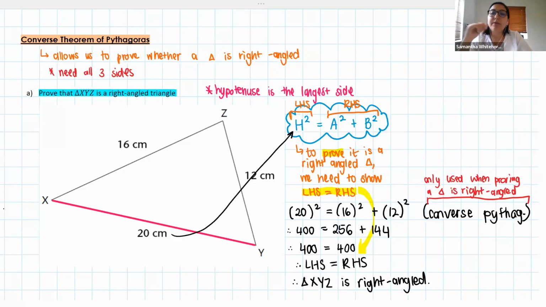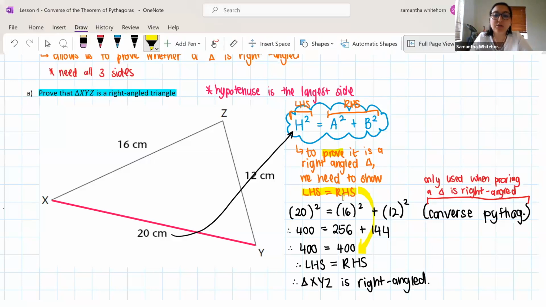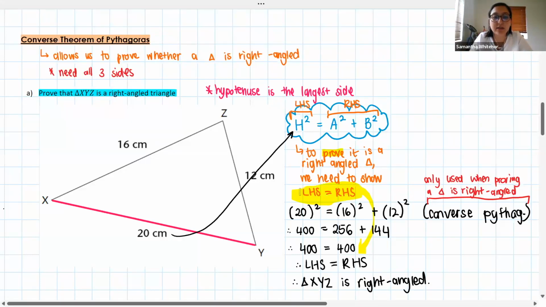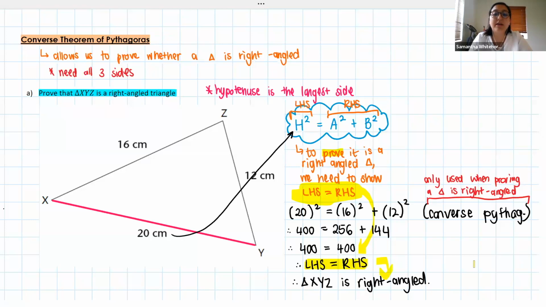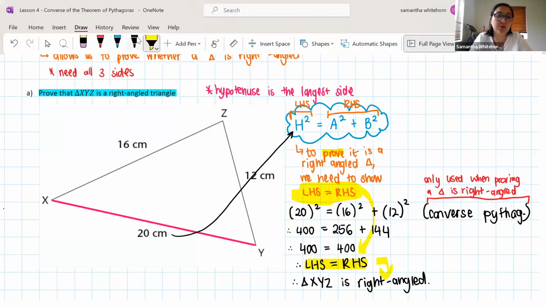Okay, so Lyndall, remember we say left-hand side is equal to the right-hand side because that's what we need to prove. We have to show left-hand side is equal to the right-hand side. And so I have to make the statement that I have actually gone and proven that, and so therefore, it is a right-angled triangle. That was what I was trying to show. Once I have shown that the left is equal to the right, I can say it's a right-angled triangle.